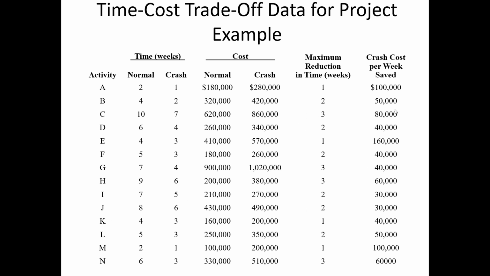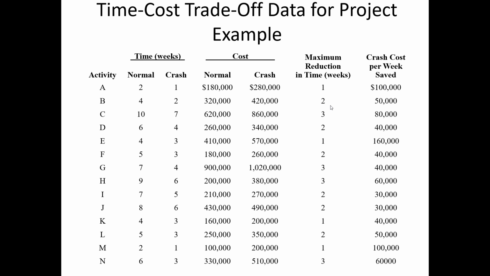Okay. Now, it's already worked out for us here, crash cost per week saved. I encourage you to go 200,000 minus 180,000 divided by 1. Hey, it becomes 100,000. 420,000 minus 320,000, which is 100,000, divided by 4 minus 2, which is 2. Hey, guess what? 50,000. Not very hard calculations. So we will be working with these crash costs per week saved. This shows us how much money it costs us to crash this particular activity by 1 week. Okay, so that becomes an important piece of information for us.